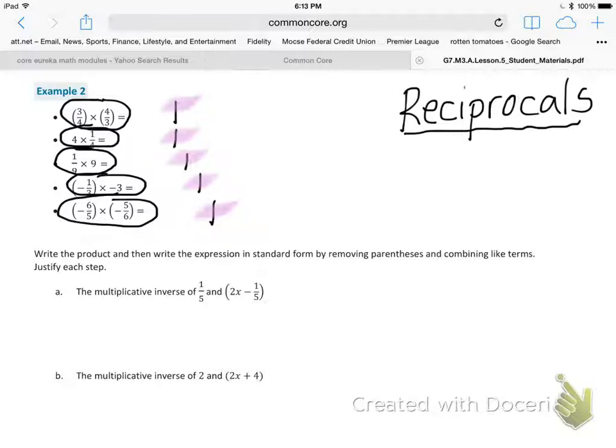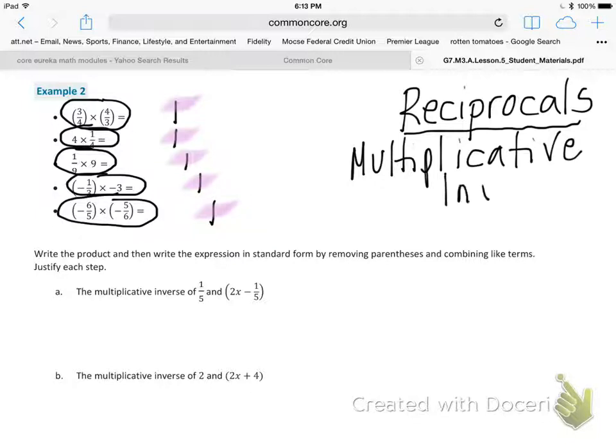Okay, there is another term for reciprocal, just like opposites were the same as additive inverse. Reciprocals are the same as what we call the multiplicative inverse, and again, we've used this before several times. Multiplicative inverse. These two terms here are synonymous, we say. They are the same.